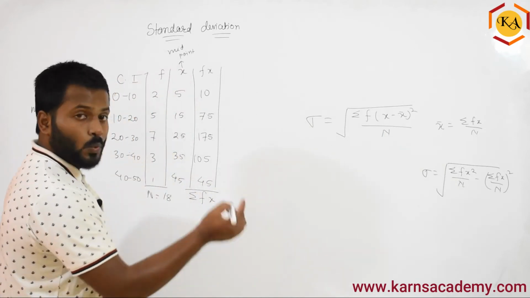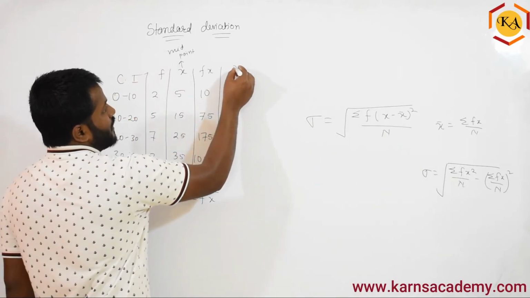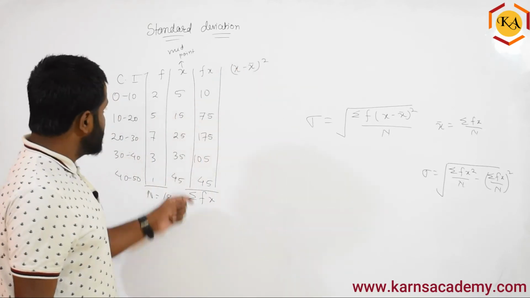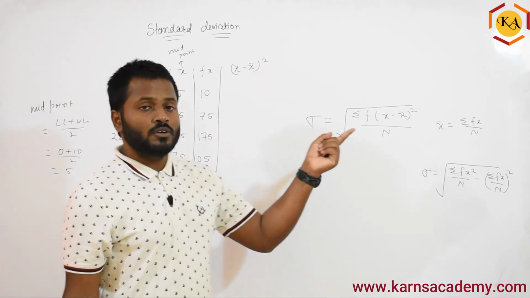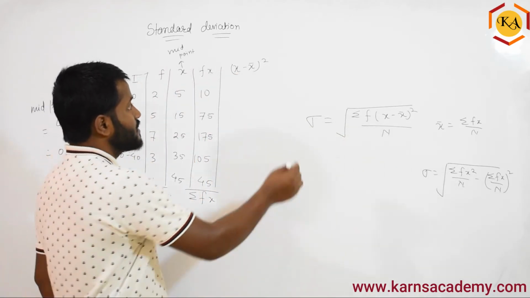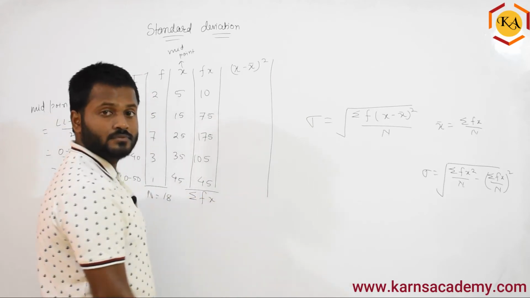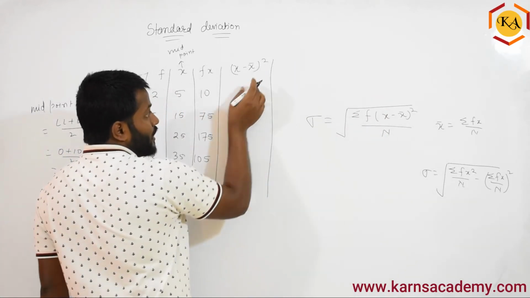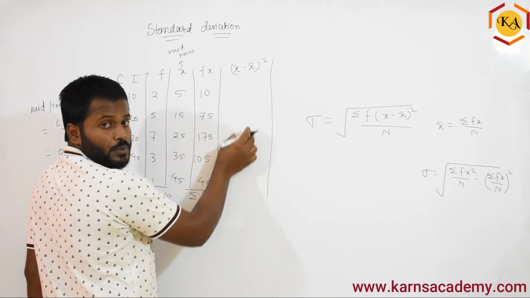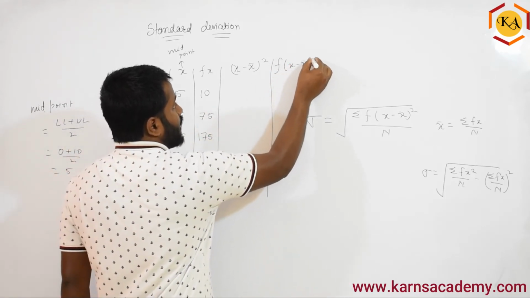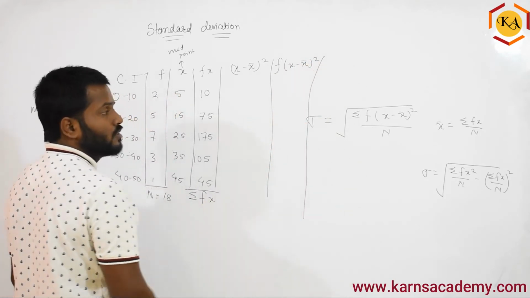Of course. Once you get the mean, can I find one column, that is x minus x bar the whole square, which is x already you have, x bar already you will have over there. Subtract and square it, so you will get one answer, right? Now next column, what do we need? f into x minus x bar. So can I multiply whatever value you get from here with frequency, isn't it? And this is what you are looking for.